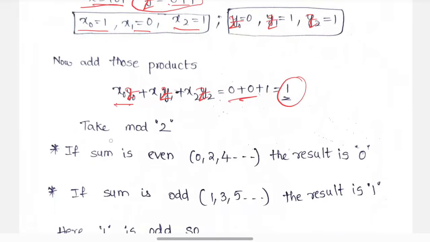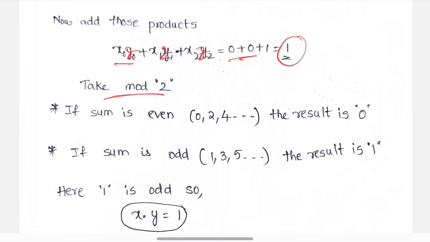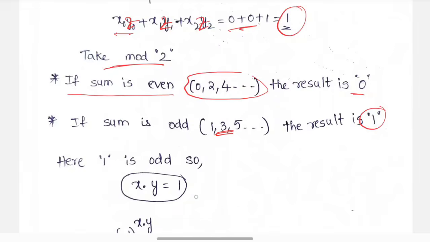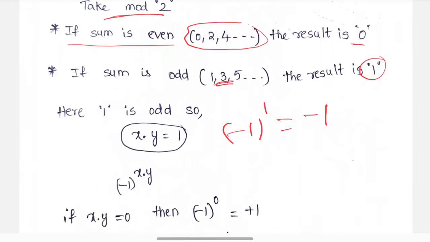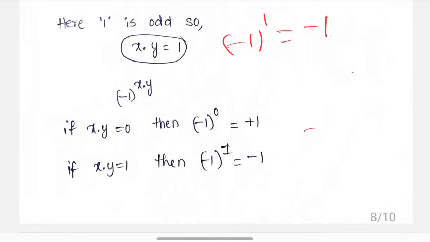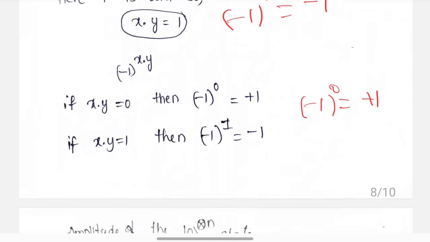So now you need to take the mod 2. If the sum is even, for example 0, 2, 4, 6, the result will be 0. If the sum is odd, the result will be 1. So in this particular case, x dot z is 1. So minus 1 power 1, you already know, is minus 1, right? If it is minus 1 power 0 it is plus 1. That is the simple trick you need to remember.